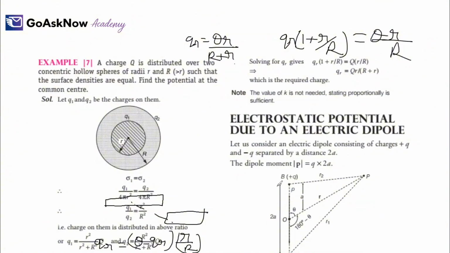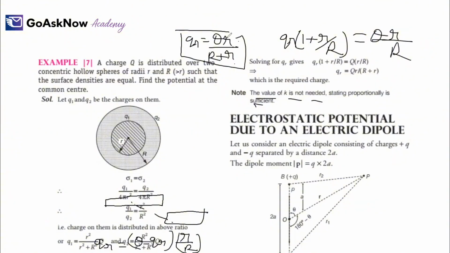Okay, the value of k is not needed. Stating proportionality is sufficient. The value of k is not needed because it will not provide any additional result here. So it is independent of small k. So qr is equal to capital Q small r upon capital R plus small r.